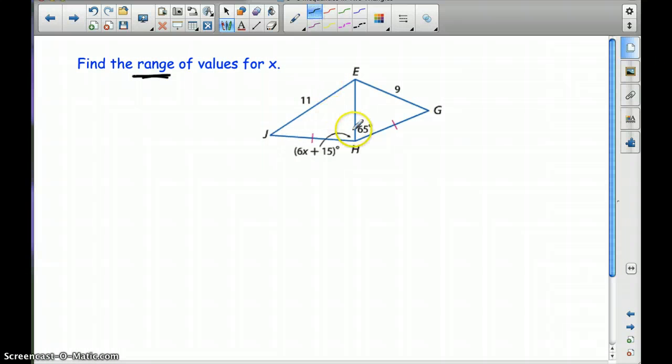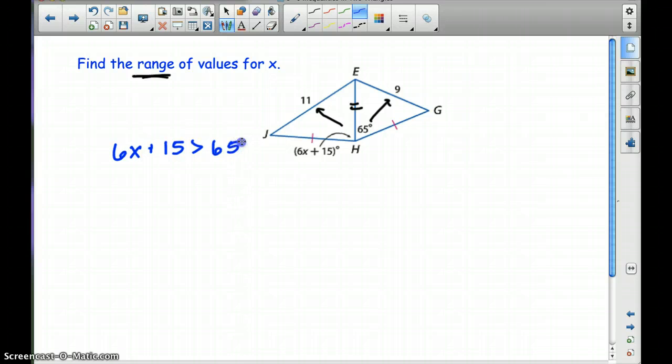All right, so we are looking across the way here because we have two congruent sides. 65 is across from 9, and 6x plus 15 is across from 11. So we know that 6x plus 15 has to be greater than 65 because 11 is greater than 9.